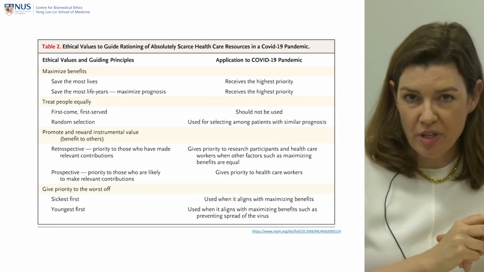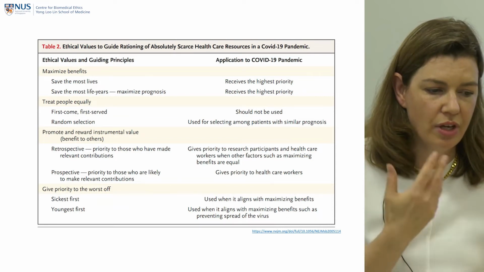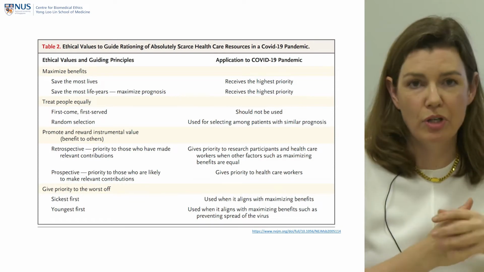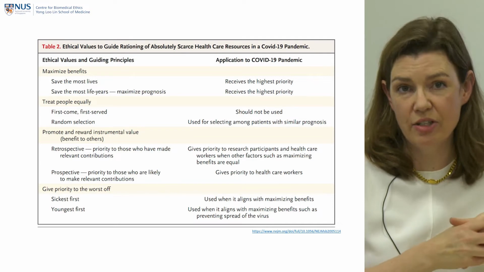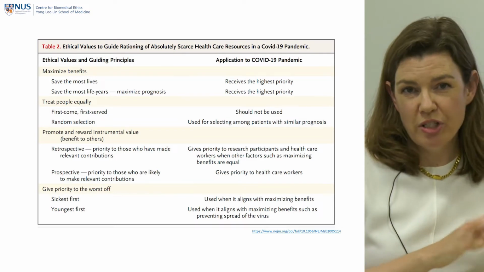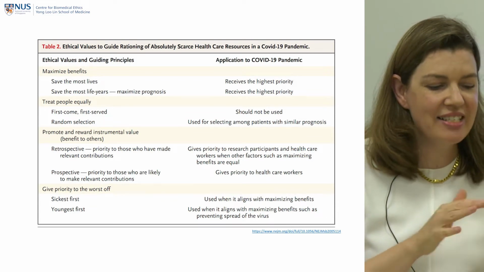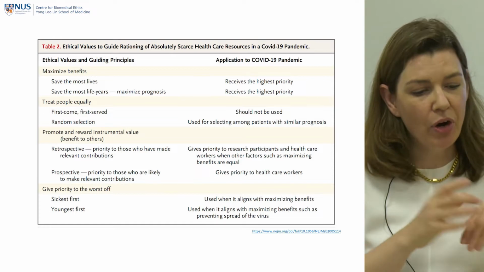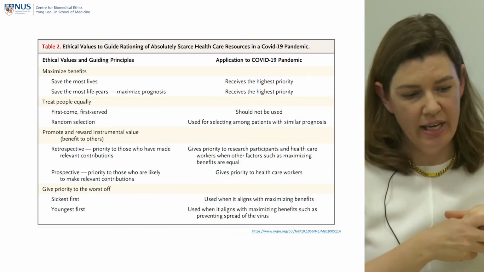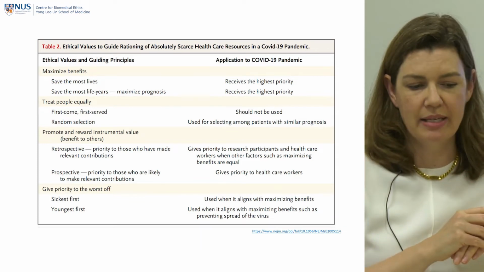And they do talk about reciprocity, for example, that can be relevant, and also giving value to healthcare workers because they're most likely to offer that kind of instrumental value to the community as a whole. Giving priority to the worst off is as close as they get to looking at equity or justice considerations, I think. They say you could prioritise the sickest, but only when it aligns with maximising benefits. And you could prioritise the youngest people, that idea around life stages, when it aligns with maximising benefits.